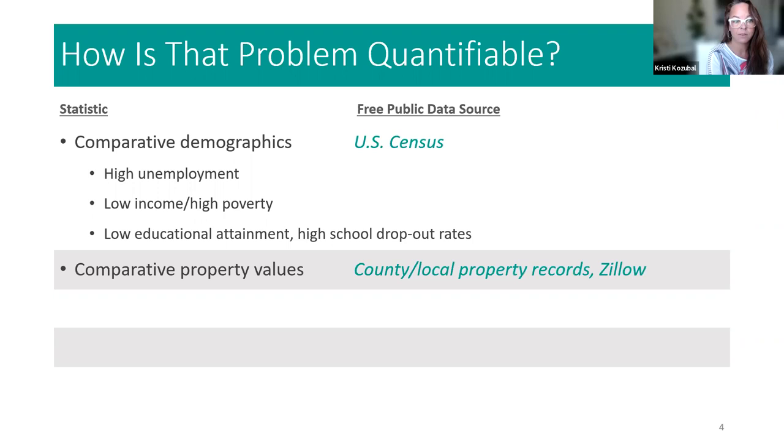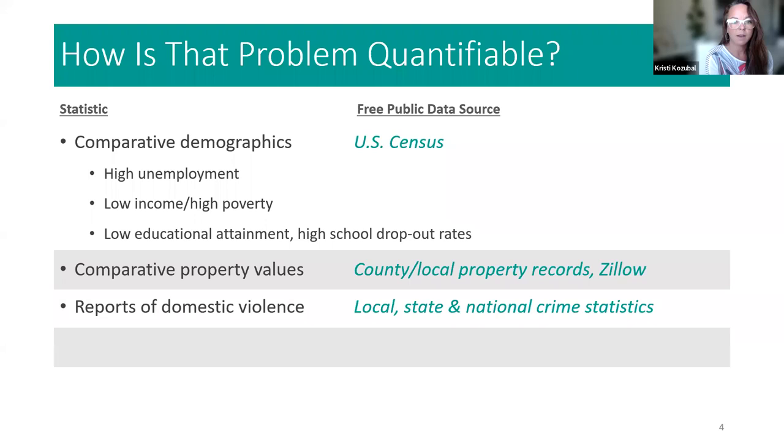Comparative property values, for example, if we're trying to improve blight. All of these data sources are free and public, and they should be known to you in your organizations. They should be on your news feeds and in your newsletters of your organizational network. They shouldn't be too hard to find. For example, reports of domestic violence or child abuse, those statistics are public. They may be the state, it may be the local county, it may be local crime statistics published by a township or city police department, or it might be national crime statistics.